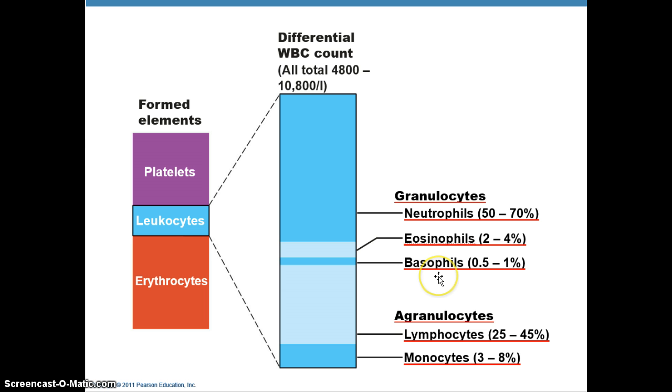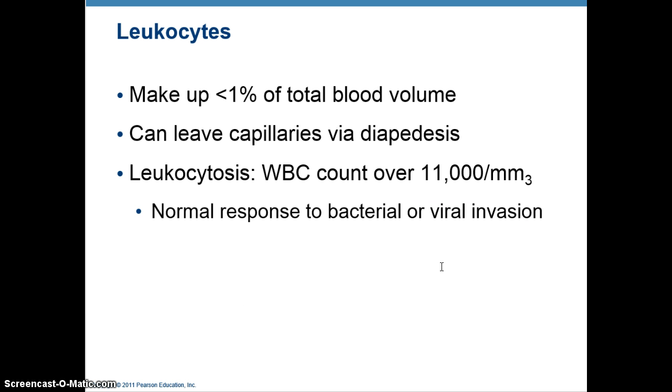So all of these fills are named for the type of stain that their granules like to absorb. So fill is like philic, it means liking. And then the agranulocytes lack the granules, and they are the lymphocytes and the monocytes. Your white blood cells make up only about 1% of your total volume. They have the ability to crawl out of your blood vessels. This is called diapedesis.